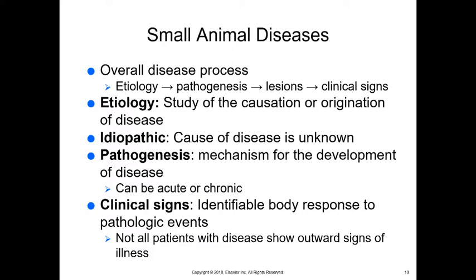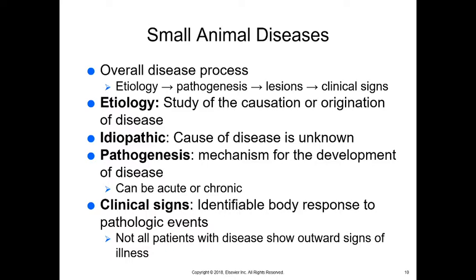Sometimes when you don't know the cause of the disease, it makes it hard to cure the disease. We don't like to use the word idiopathic because it makes us sound like we don't know what we're doing. But there are times when diseases occur and we don't know what's causing them. Pathogenesis is the mechanism for the development of the disease.